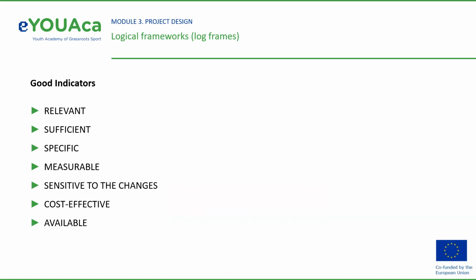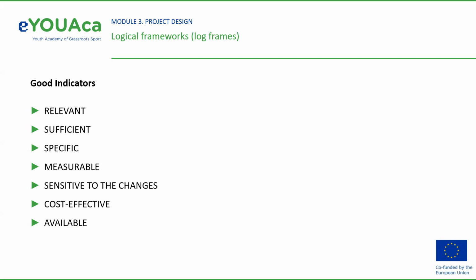A good indicator should be relevant. Is the indicator relevant to the objective it is measuring? Should be sufficient. Is more than one indicator needed? Should be specific. It must be referred to quality, quantity, and time. It should be measurable. Can the indicator realistically be measured? Should be sensitive to the changes that will be happening as a result of the project. If the planned changes happen, will the indicator still be appropriate and measurable?